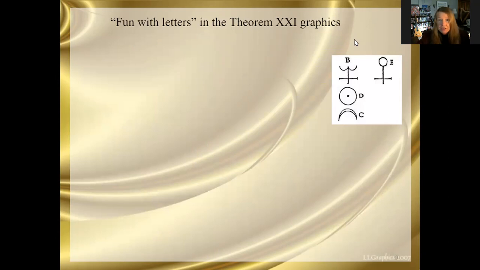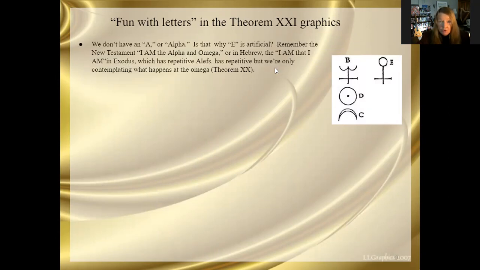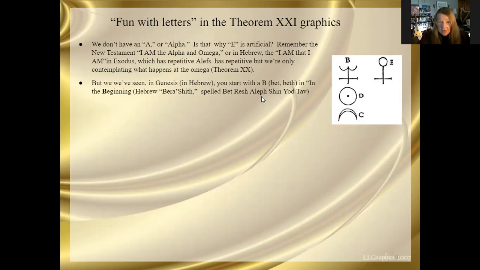I'm going to take a breath now and continue on with the graphics in Theorem 21. So we've noticed in this graphic that we don't have an A or an Aleph. Maybe that's why E is artificial, but there is definitely not an A or an Aleph. And that's interesting. But I mentioned how there is this midrash praising Aleph for its humility because it doesn't start the Torah. Well, what does start the Torah? B or Bet or Beth in the beginning. And the way that would be spelled out in Hebrew would start with the Beit Bereshit.